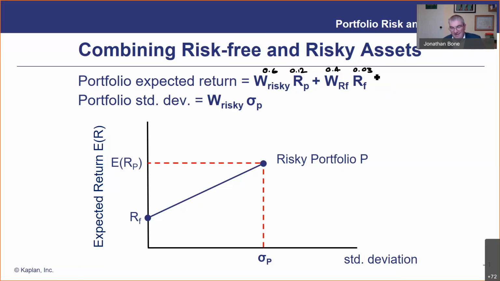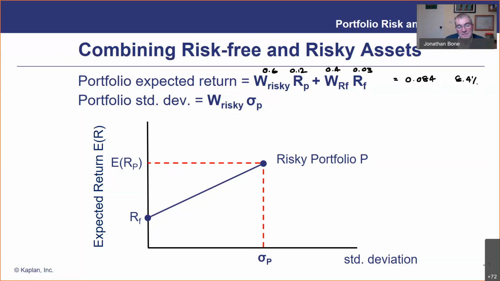Let's try again. 0.6 times 0.12, 7.2, that's right. 0.4 times 0.03, that's better. I think I did 0.3 rather than 0.03. And I get from that 0.084 or 8.4%. So working out the portfolio expected return is very, very easy.